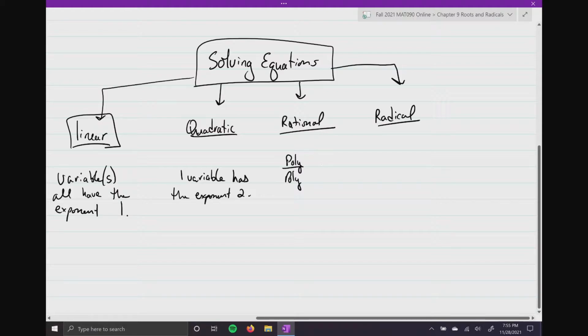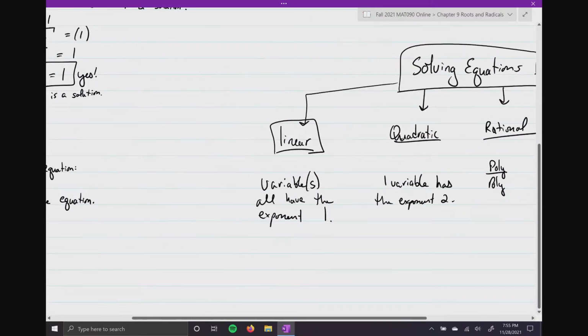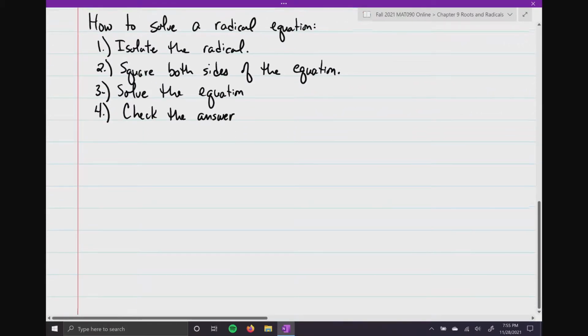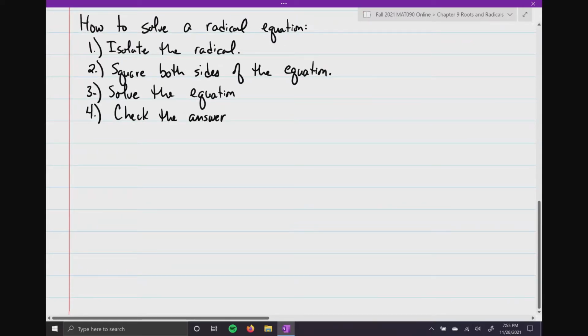Okay? And then a radical contains the square root or some sort of root. It could be the 3rd root or the 4th root or whatever. Okay? But this is how we can tell what type of problem we have. So now let's go back and let's look at our steps and let's do an example, okay? All right, so step 1, we're going to isolate the radical, square both sides, solve the equation, check the answer.